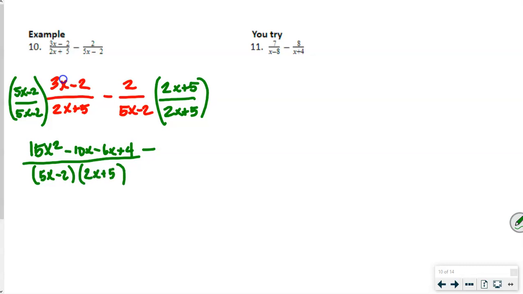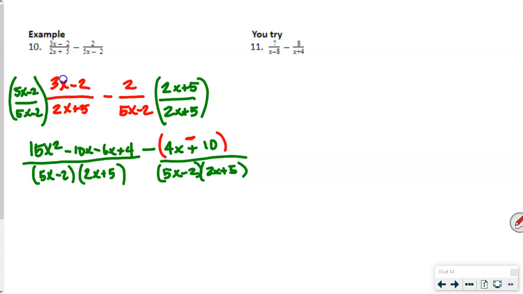And then over here, and I'm just doing the minus like this time so you guys can see, this would be 2 times 2x. That's going to be 4x plus 10, right? But remember, we're going to subtract all that. So all of this is going to be over 5x minus 2 again times 2x plus 5, right? So now what we need to keep in mind is that we are subtracting all of this again. So we're going to change both those signs. So this is going to be a minus 4x and a minus 10, right?